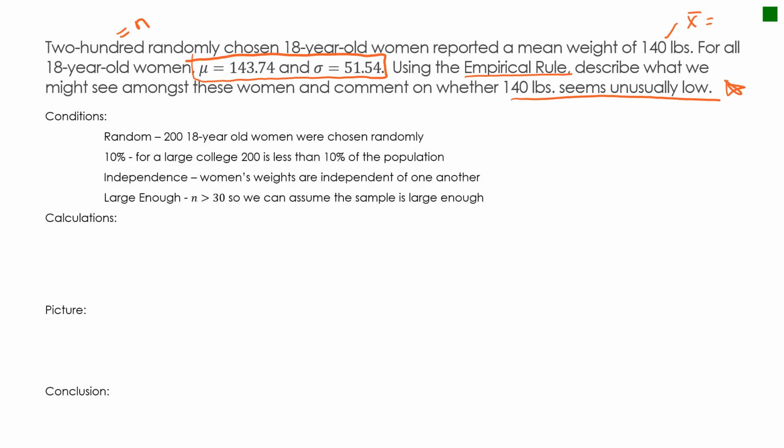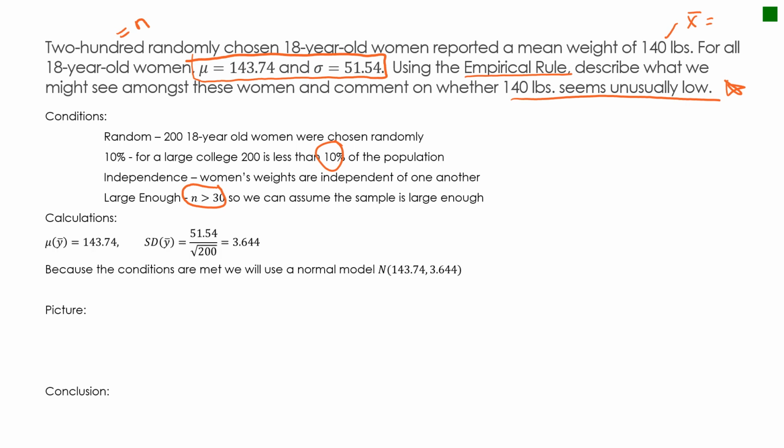So we're going to check the conditions. 200 18-year-old women were chosen randomly. We're given that information. For a large college, or in this case, does it really matter if it's a college, we're looking at 18-year-old women. That sample is less than 10% of all 18-year-old women. Independence: women's weights are independent of one another, and our sample is at least 30, and also we already know that weight is a normally distributed variable. So we're okay. Calculations: for my empirical rule, I'm using a mean of 143.74. And my standard deviation, I'm going to use the 51.54 that I was given, but I have to divide it by radical n, because n is my sample size, and that was 200. So this is the standard deviation for my sample.